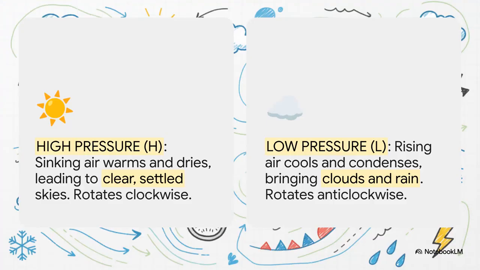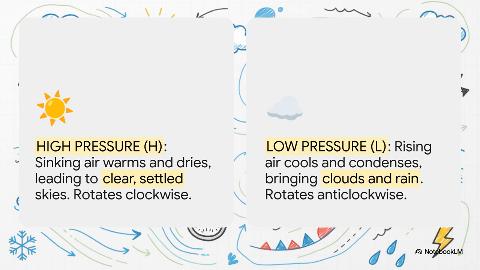So what's actually causing all these pressure changes? Well, it all boils down to two main players: highs, marked with an H, and lows, marked with an L. Think of them as the engines of our weather. In a high, you've got air sinking down. It warms up, it dries out, and bam, clear, settled skies. But in a low, air is rising, it's cooling down, condensing, and that's where you get your clouds and rain.